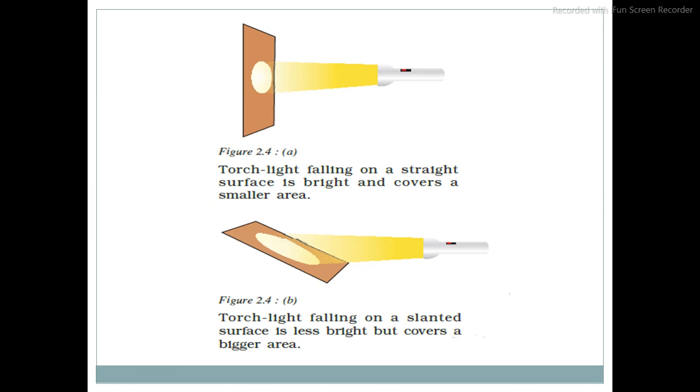आज आपके 2 होमवर्क हैं, फिगर नंबर 2.3 और फिगर नंबर 2.4a and b. This is a and this is b. You have to draw in your notebook.